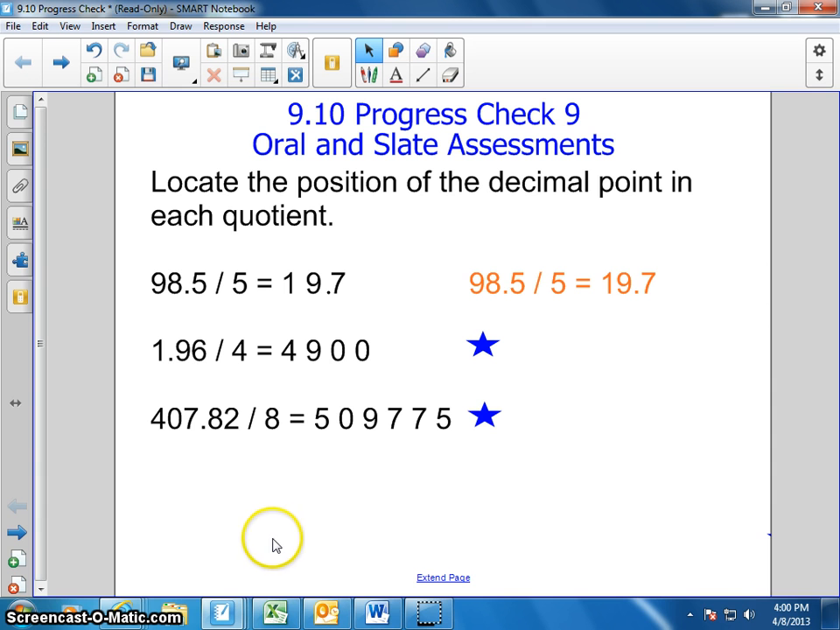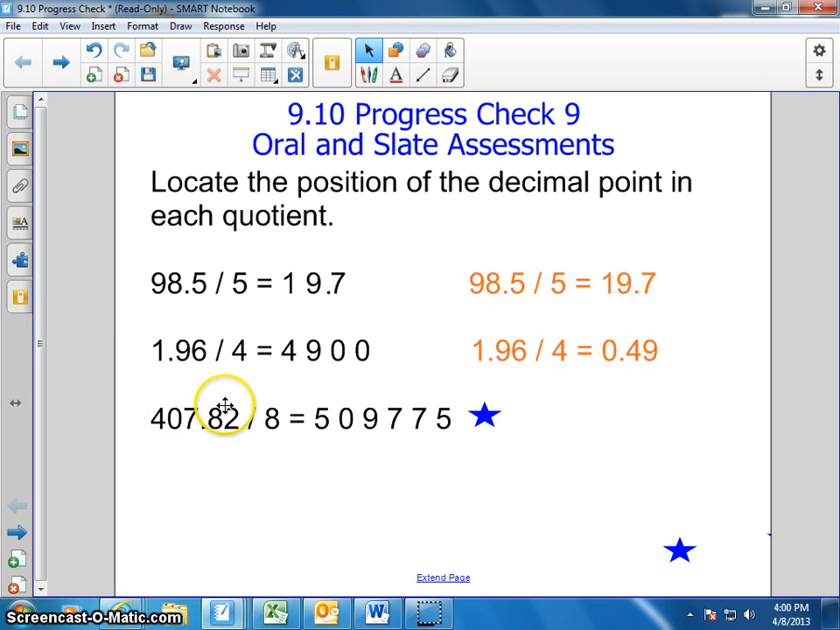Okay, so remember, if we're dividing 2 by 4, that's got to be less than 1, right? Because if you're dividing a smaller number by a larger number, the answer is going to be less than 1. So here is your answer. And the decimal point is at 0.49 because it's less than 1.